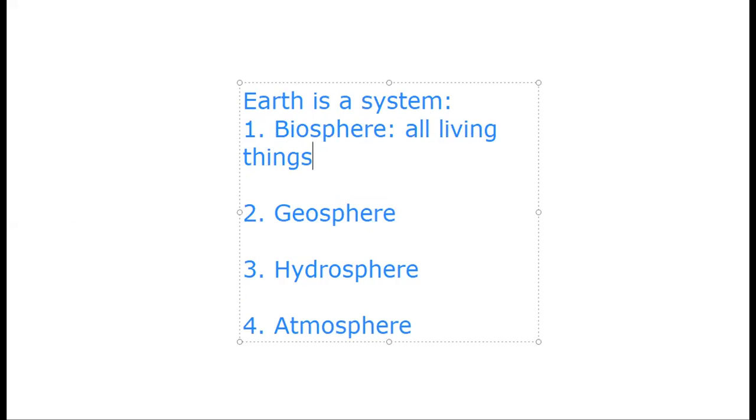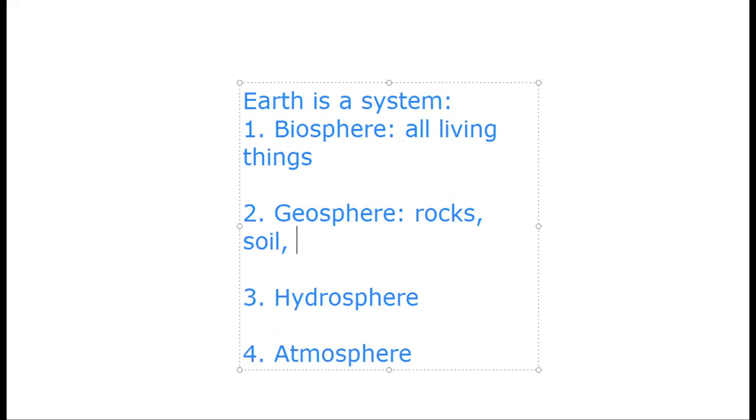If you say tiny organisms or microorganisms like bacteria, yes. Can I do the second one? The geosphere: rocks, soil, and sediment. Excellent. Rocks, soil, sediments. Thank you very much.